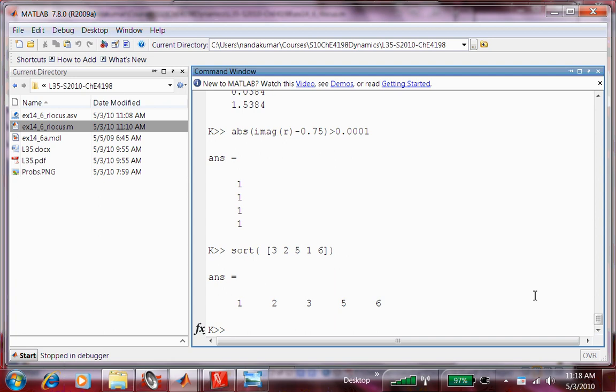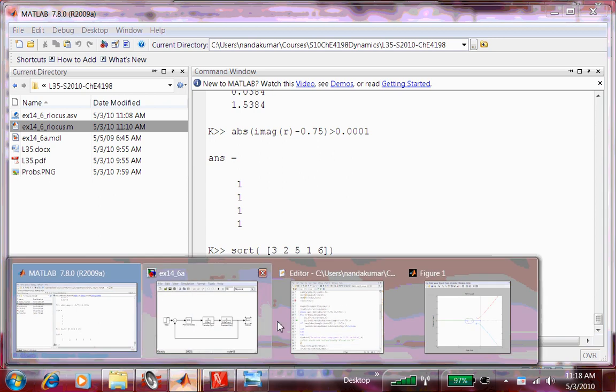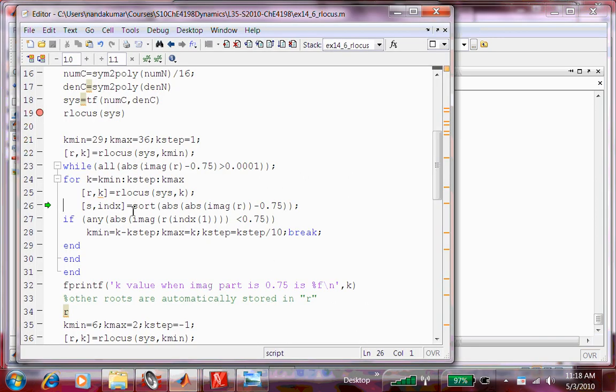But sort gives you a bit more information. And that information is important. That appears on the left-hand side of the sort command. So sort will take a range of numbers and sort them and give them in the sorted order in S. But it also gives you something called an index. What do you think index will tell you?